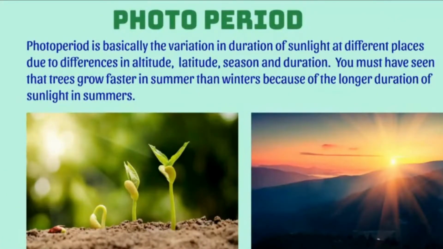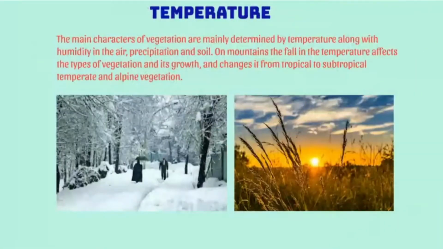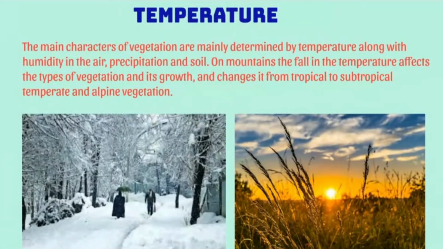Photoperiod. Photoperiod is basically the variation in duration of sunlight at different places due to difference in altitude, latitude, season, and duration. You must have seen that trees grow faster in summer than winters because of the longer duration of sunlight in summers. The main characters of vegetation are mainly determined by temperature along with the humidity in the air, precipitation and soil.